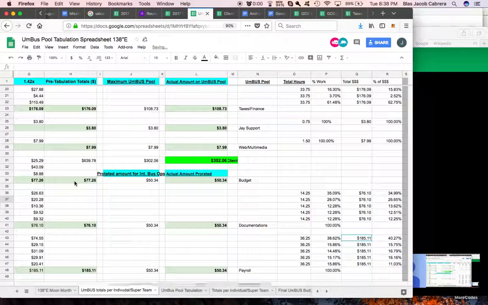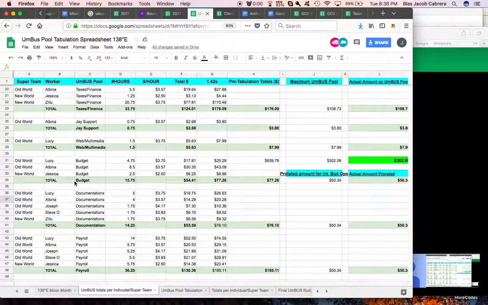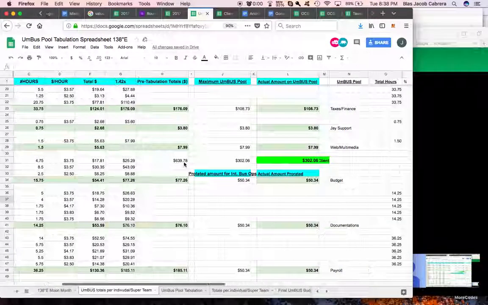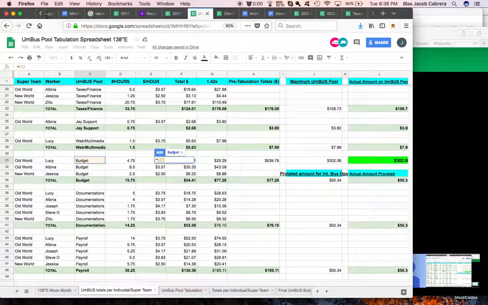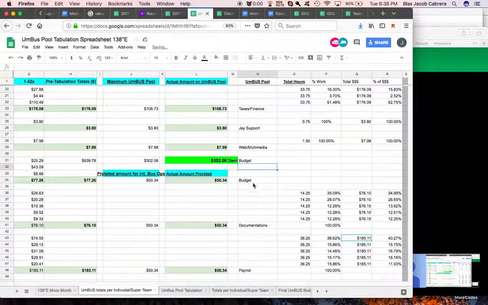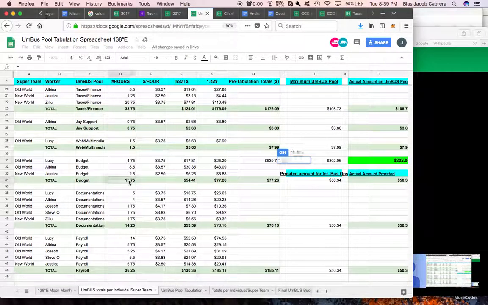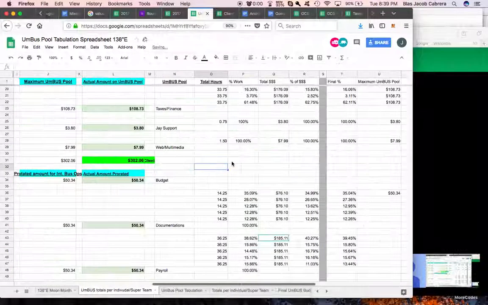What is this? Oh no, it looks like we missed the budget. So there was a problem here. The budget is actually there, not here. So we made some mistakes here. Let's see if we can fix this. So this is the total hours, which is this one. That's 3.